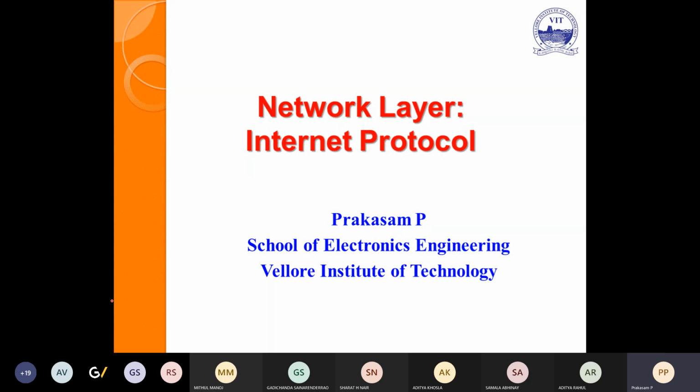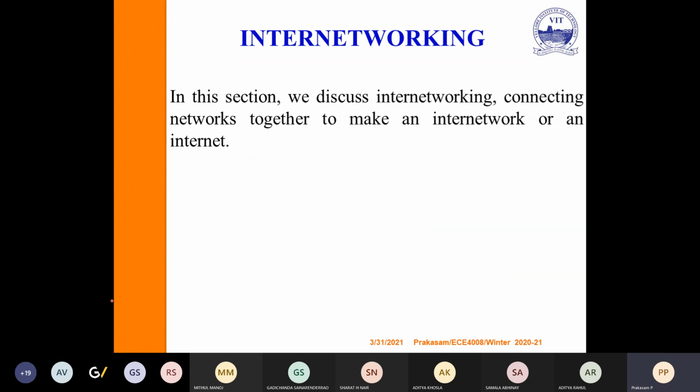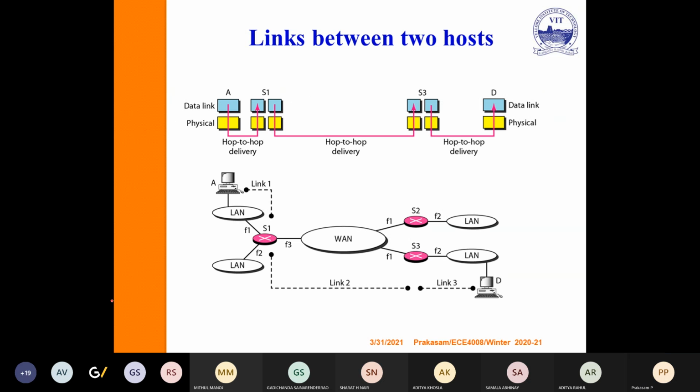So in layer 3, the network layer, the internet protocol plays the vital role. In this section we will discuss what internetworking is: connecting networks together to make an internetwork, or an internet. If you see here, this same diagram we have seen in the previous module. Even the data link layer supports hop to hop delivery.